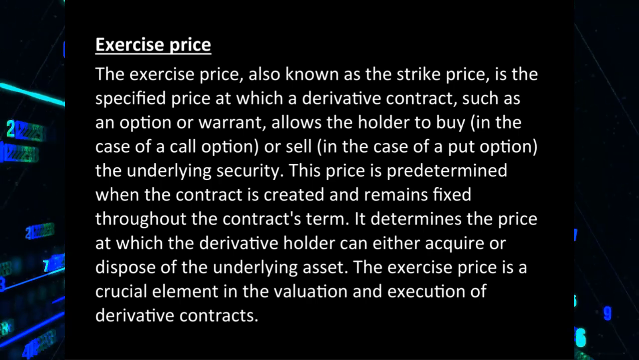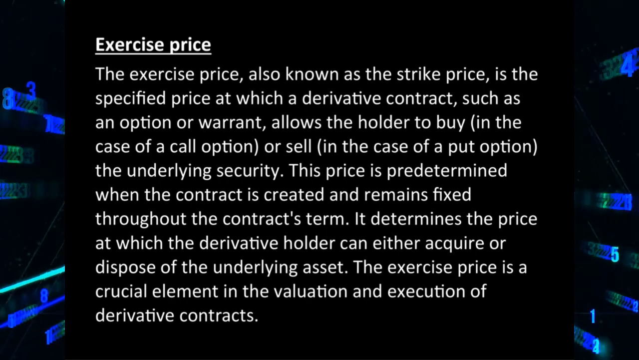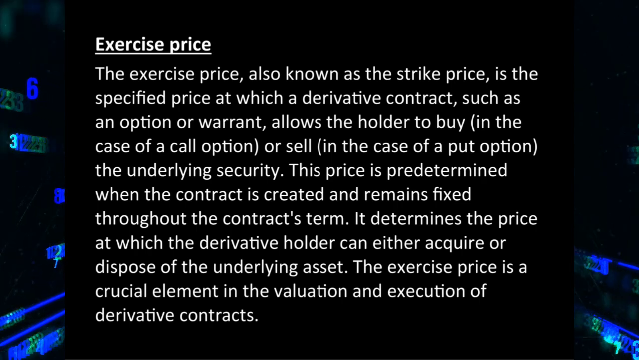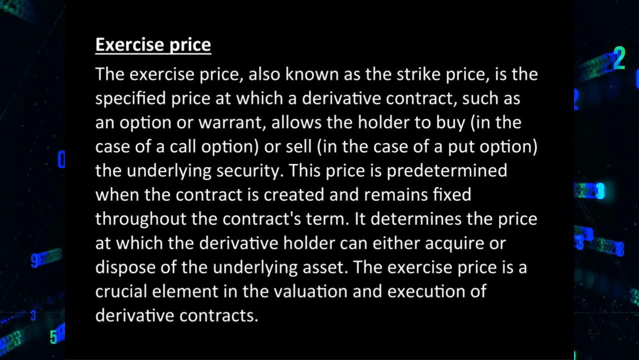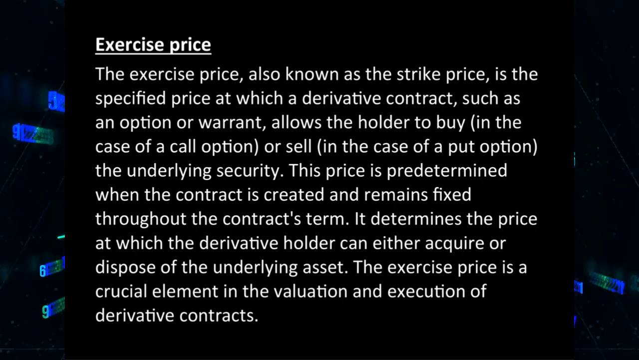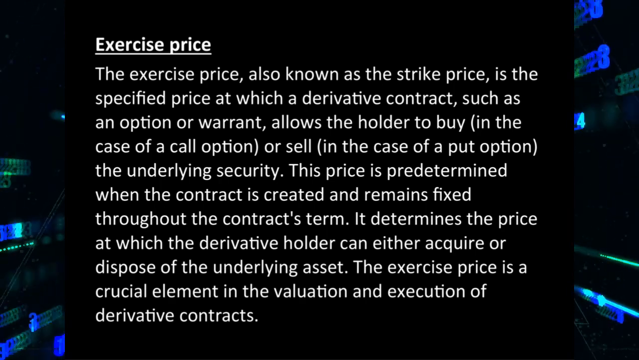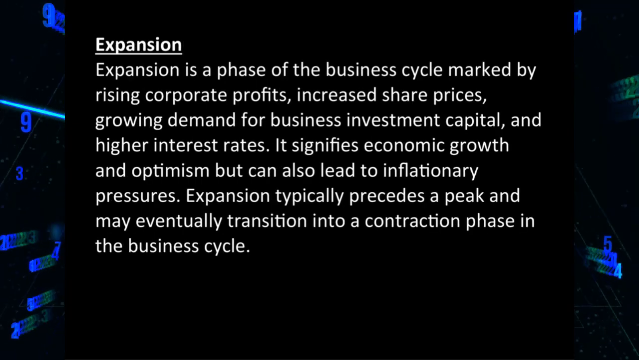This price is predetermined when the contract is created and remains fixed throughout the contract's term. It determines the price at which the derivative holder can either acquire or dispose of the underlying asset. The exercise price is a crucial element in the valuation and execution of derivative contracts.